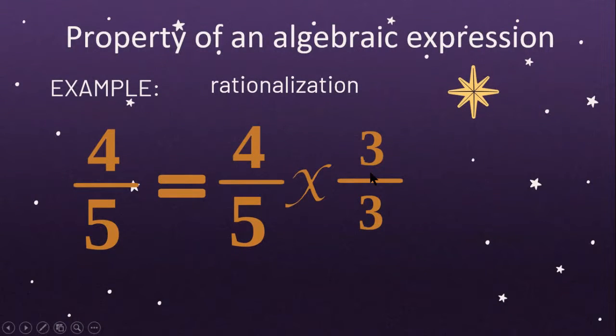And when you multiply that 1 by an expression, the answer would be the expression itself, right? Like the identity property of multiplication. Whatever number you multiply by 1, the answer will be the same. So in our example, 3 over 3 will become 12 over 15, and then you simplify it. So the answer will still be 4 over 5.